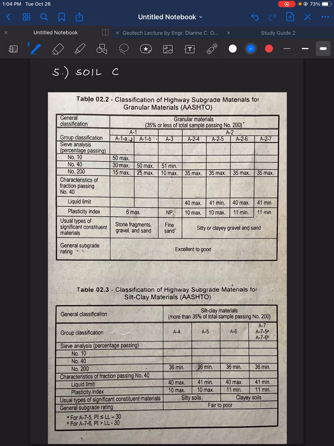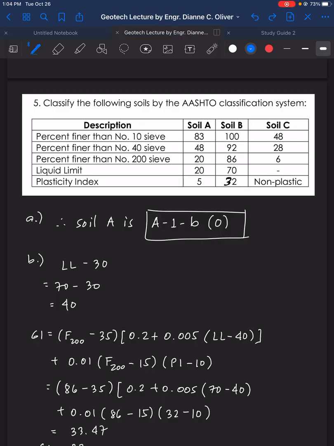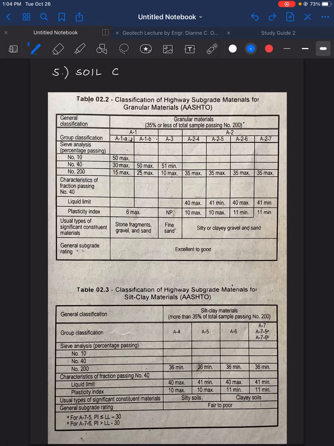Now let's go to here. Let's have first the sieve number 200. For sieve number 200, we have 6% passing, so we can conclude that that is gravelly. Okay, so if 6% is finer, therefore it is gravelly. So we're using this and not this one.